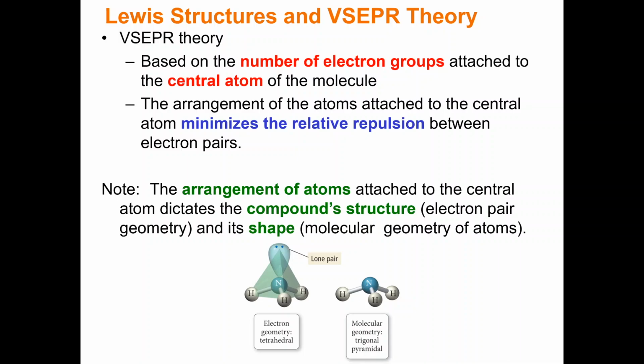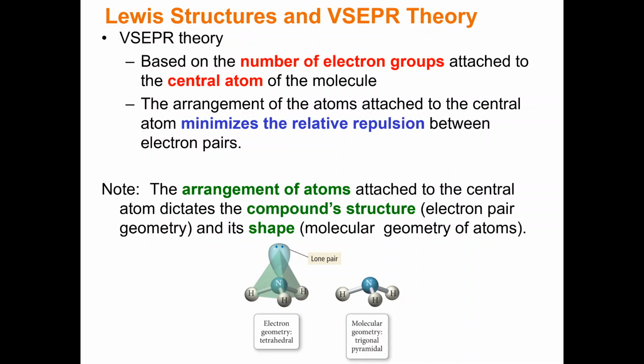So the arrangement of atoms attached to the central atom dictates the compound structure: the electron pair geometry and its shape, which is the molecular geometry. Notice the distinction here. We have 2 types of geometry: the electron pair geometry and the molecular geometry. The electron pair geometry is just what it sounds like. Where do I have electrons? How many domains do I have? What's the geometry?